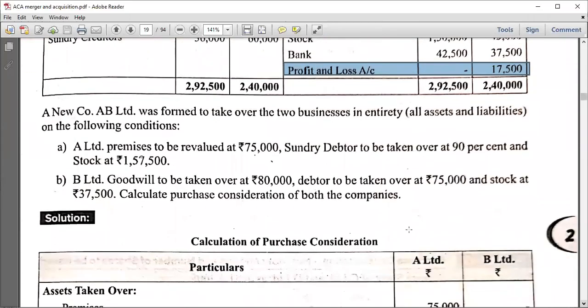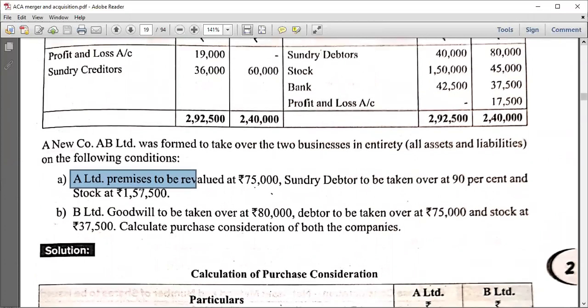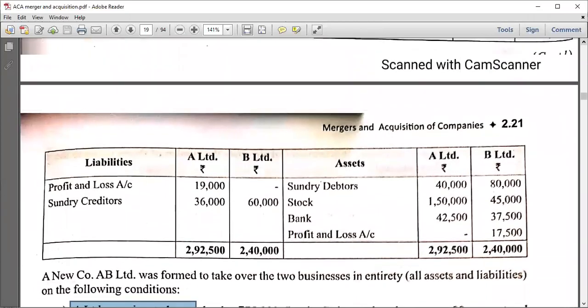Now, the company was formed to take over the business of all liabilities, and what they've given: A Limited premises to be valued at rupees 75,000. Look at the A Limited premises. What is the premises value we have?